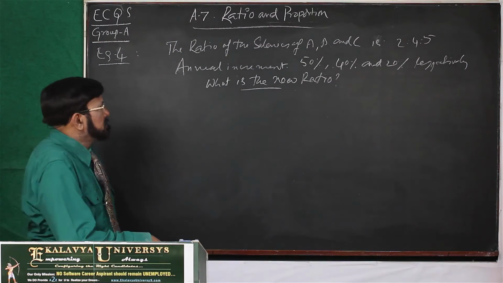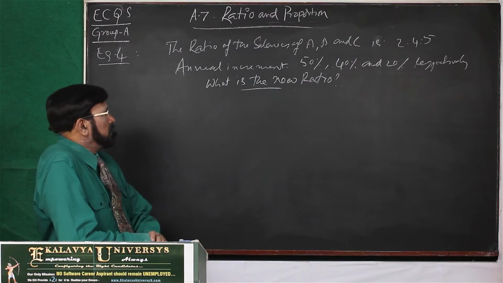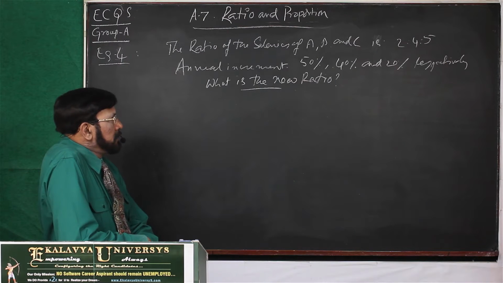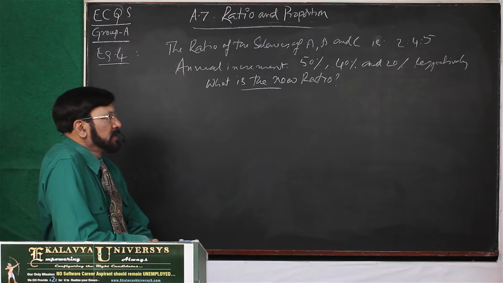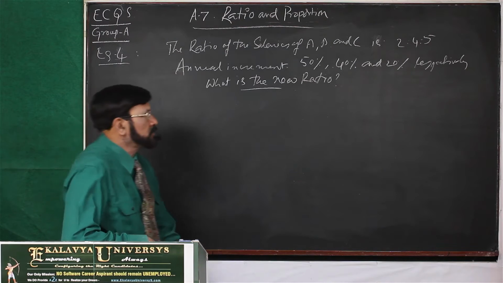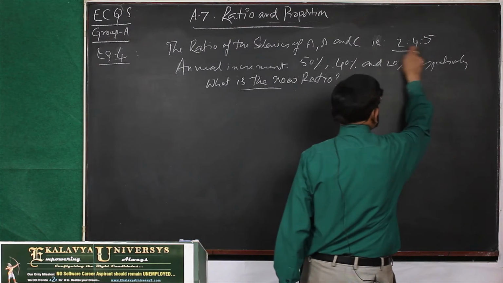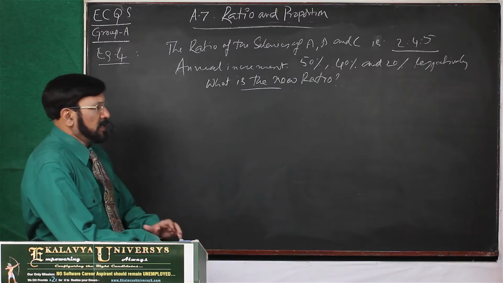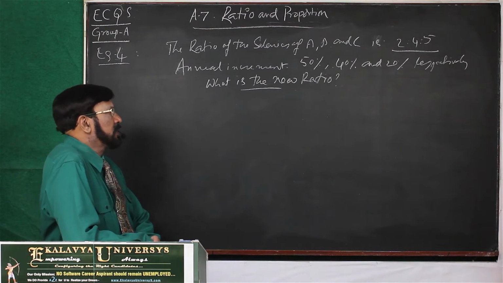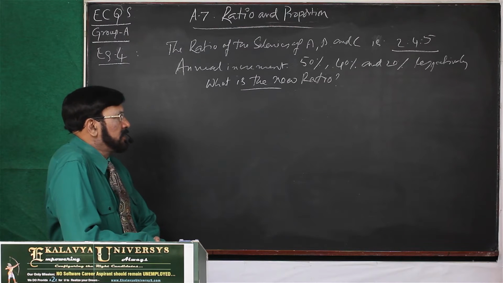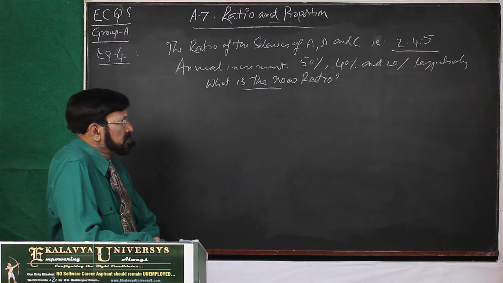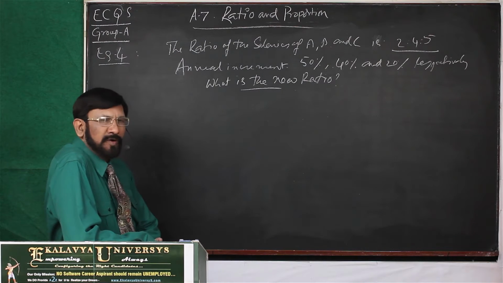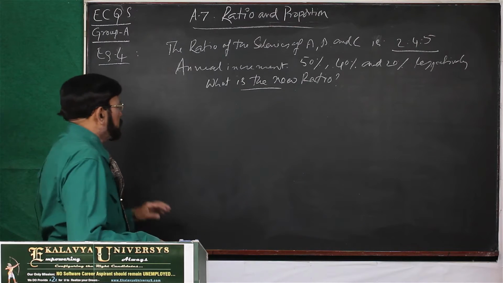Now the example number 4. The ratio of the salaries of A, B and C is 2:4:5. Their annual increments are 50%, 40% and 20% respectively. What is the new ratio of the salaries? We have to find out.